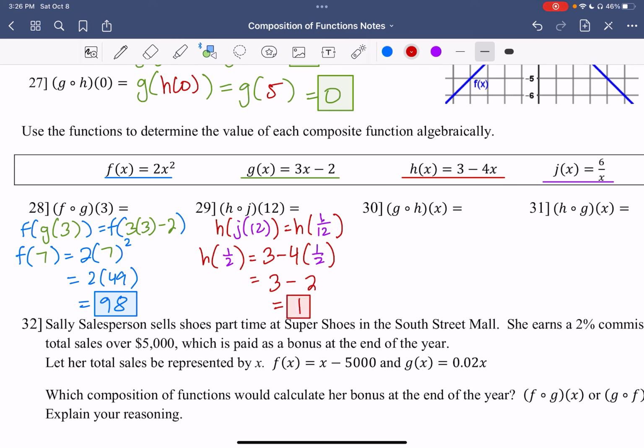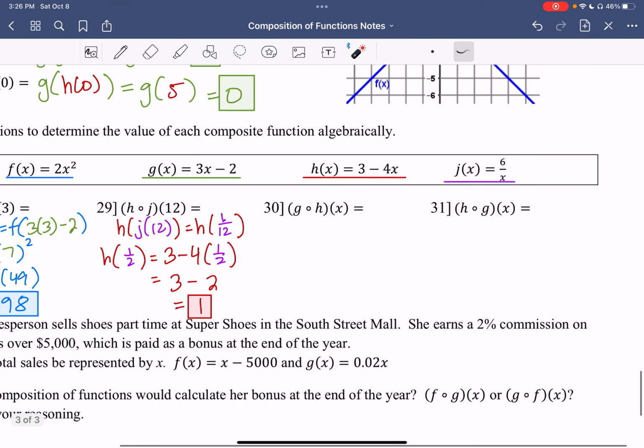Okay, so remember, when you have a number in the parentheses, you're going to get a number answer. Okay, for these two, and we have an x, we're going to get an equation answer.